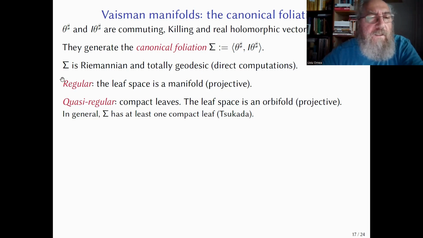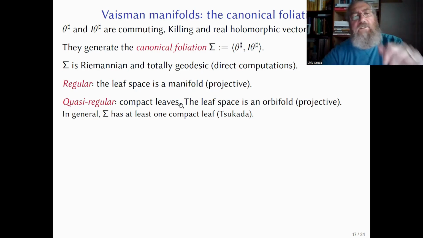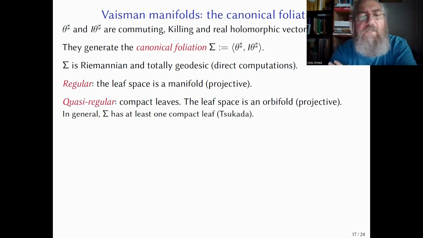Now, when you have a foliation and you come from topology, you look at regular foliation, or at least you look at quasi-regular foliation. There are competing definitions. We prefer this one. Quasi-regular means compact leaves. In particular, there exists a leaf space which is an orbifold. In this case, it will be projective because you just kill the part depending on theta and I theta, and what remains is a Kähler metric.